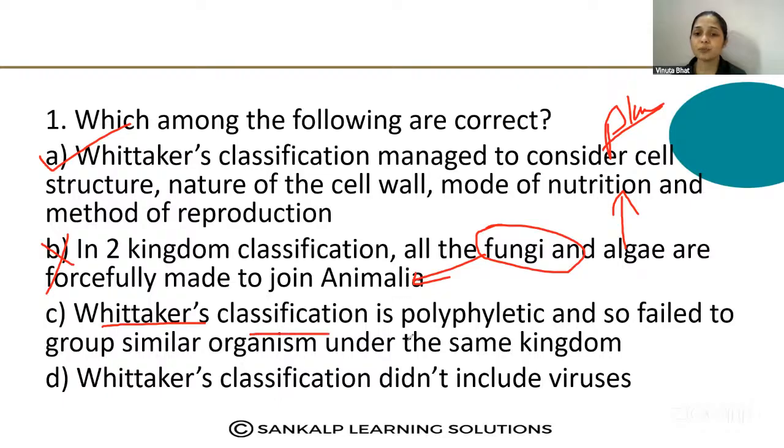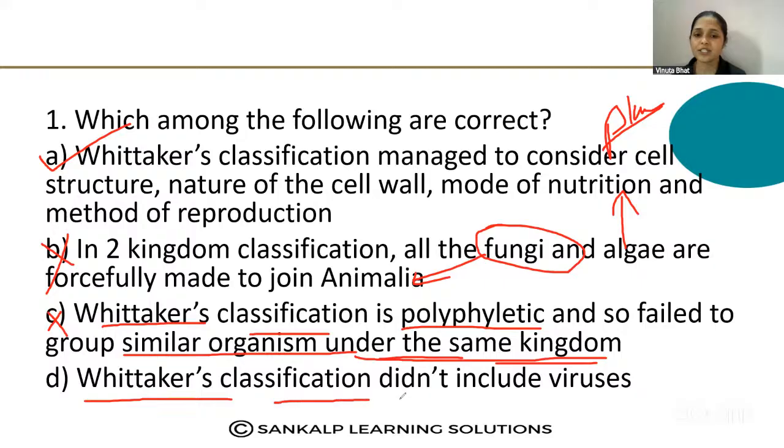Whitaker's classification is polyphyletic and so failed to group similar organisms under the same kingdom. Here polyphyletic means which considers the common ancestry of the organisms. So classification based on the ancestor. So here, yes, he used the polyphyletic and failed to group similar organisms under the same kingdom. So this is not a correct statement. He grouped the similar organisms under the same kingdom by using the polyphyletic approach, right? So option C is the wrong one.